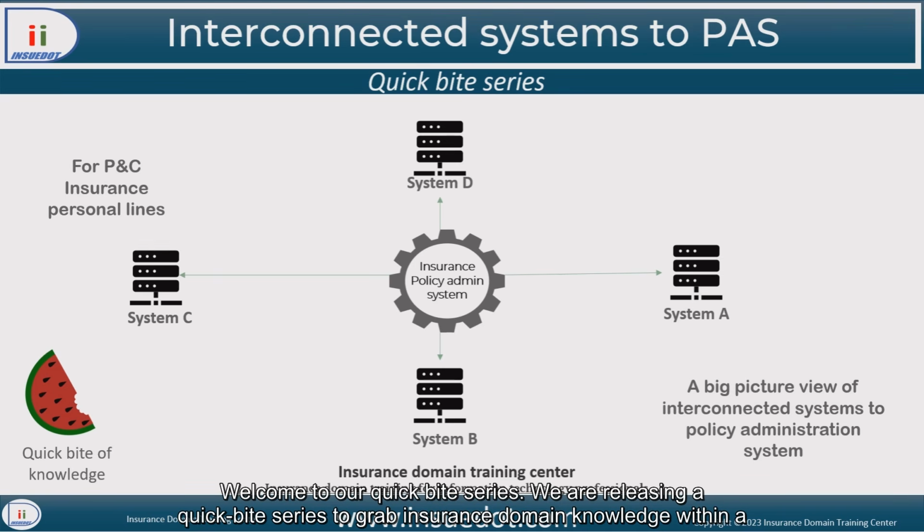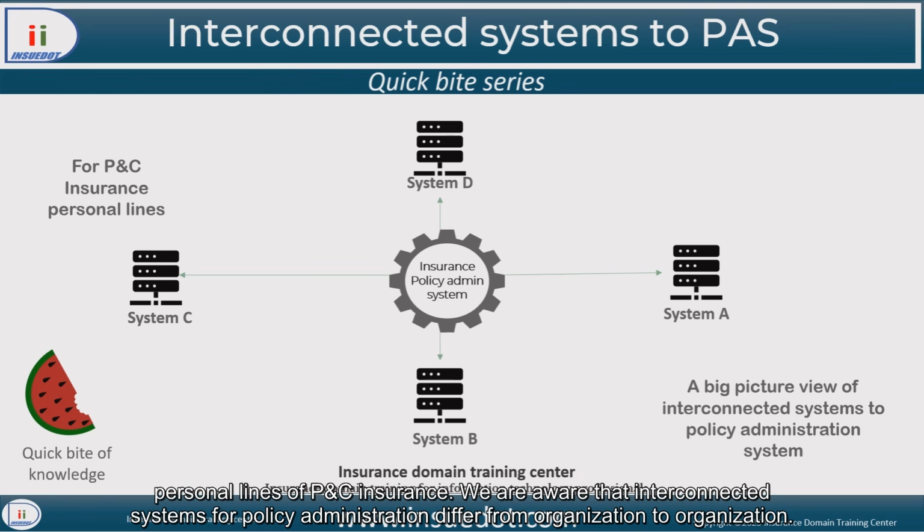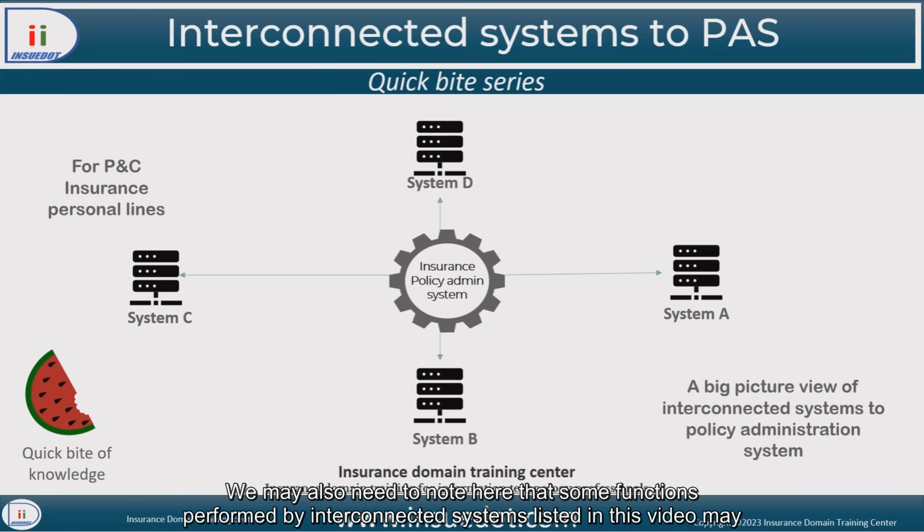We are releasing a Quick Bite series to grab insurance domain knowledge within a few minutes on a specific topic. This video is about interconnected systems for policy administration. The focus is on personal lines of P&C insurance. We are aware that interconnected systems for policy administration differ from organization to organization.